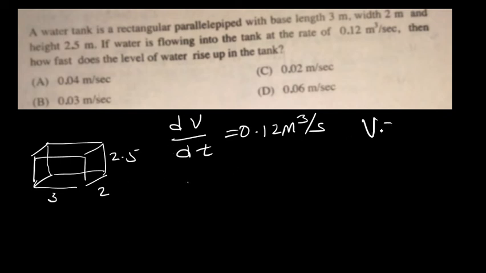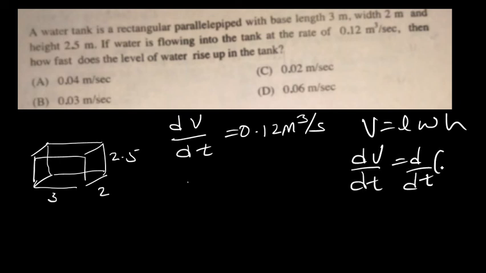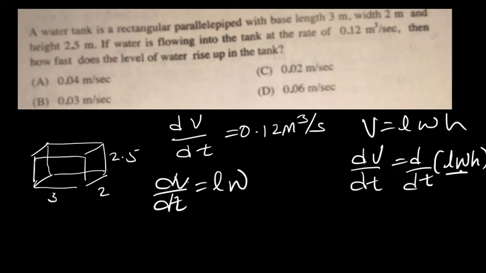Normally, volume is equal to length times width times height. So if we differentiate both sides with respect to time, dV/dt will be d/dt of LWH. But here the L and W are constant. Length and width will not vary. But the height may increase or it may decrease. It depends. So the height decides the volume. So dV/dt will be length times width, you can take it out of the bracket because they are constant, times dH/dt.